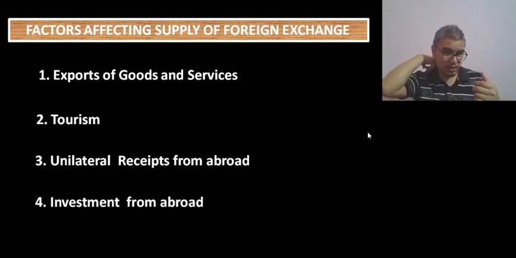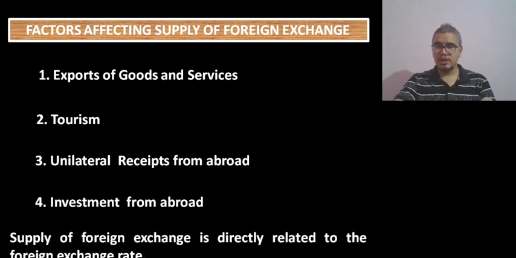Now, after discussing all this, we can draw a conclusion over here that supply of foreign exchange and the foreign exchange rate are directly related. Whenever there is a rise in the foreign exchange rate, the supply of foreign exchange will rise, and whenever there is a fall in the foreign exchange rate, the supply of foreign exchange will also fall. So there is a direct relation between the foreign exchange rate and the supply of foreign exchange.